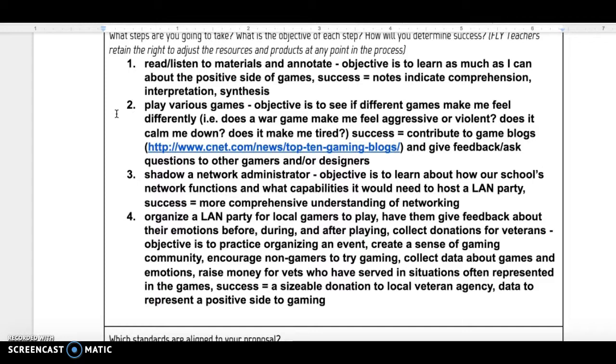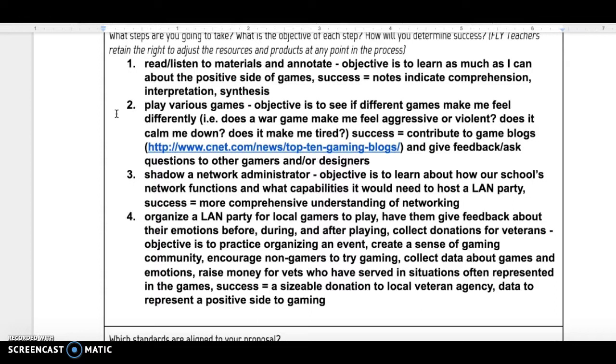The third element of his whole experience is going to be shadowing a network administrator. And his objective is to learn about how the school's network functions and what capabilities it would need to host a LAN party. And he'll know he's successful when he has a more comprehensive understanding of networking, right?